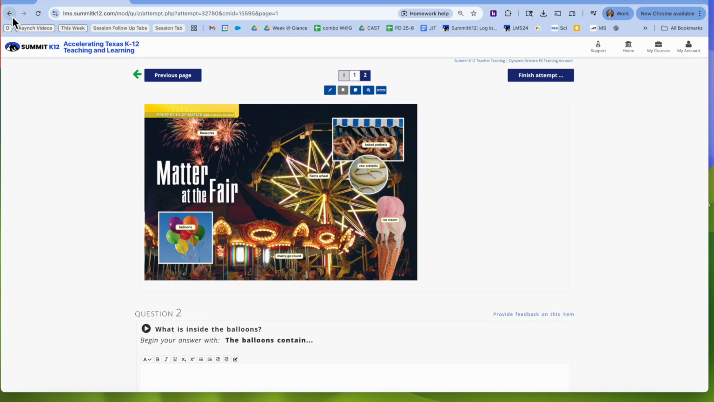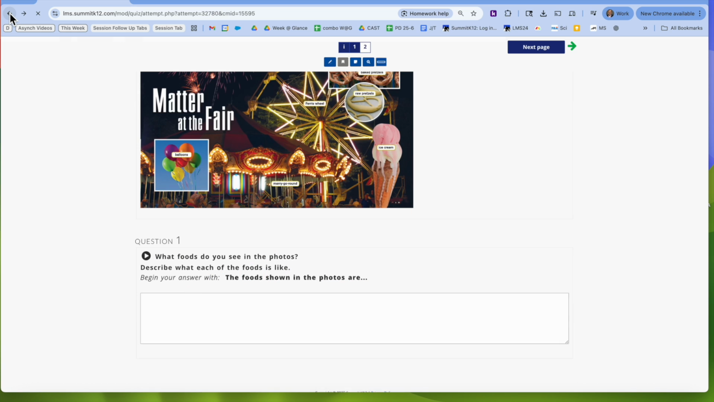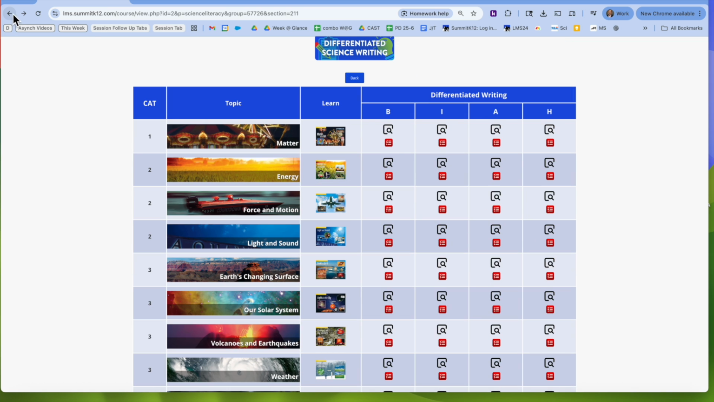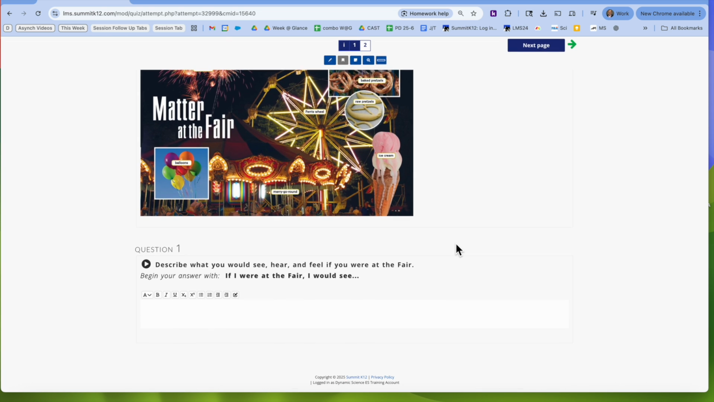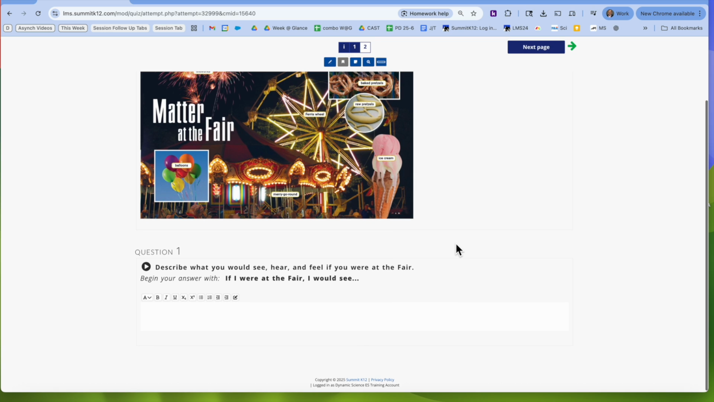Let's go back and look at the advanced high level. At the advanced high level, you'll see that we still have the same picture prompts, matter at the fair, but the complexity of the question, and therefore the complexity of their writing, will increase. Describe what you would see, hear, and feel if you were at the fair. So again, we're still looking at properties of matter, but it is at a higher cognitive level.